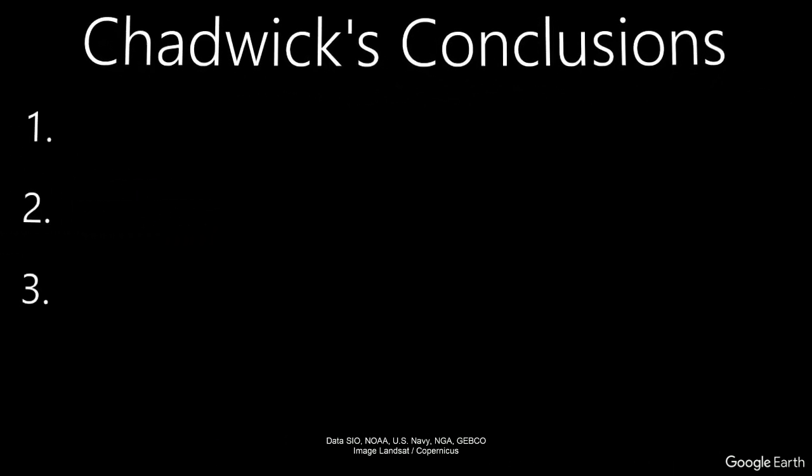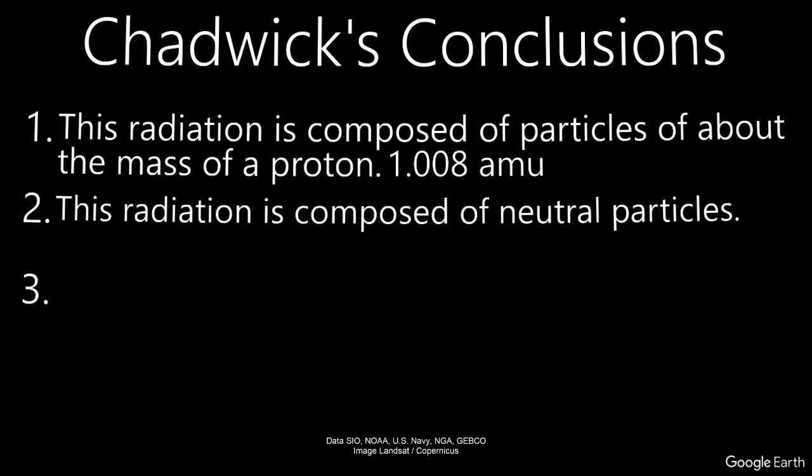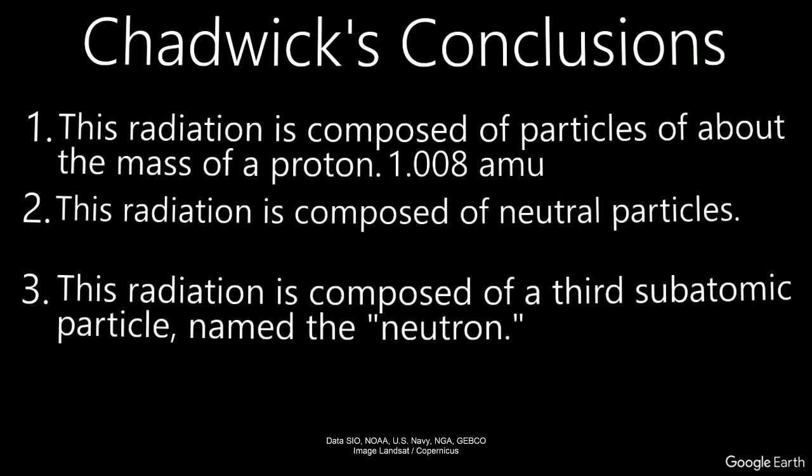1. This radiation is composed of particles of about the mass of a proton, or about 1 mu. 2. This radiation is composed of neutral particles. 3. This radiation is composed of a third subatomic particle named the neutron. The quest for the 3 basic subatomic particles was complete.